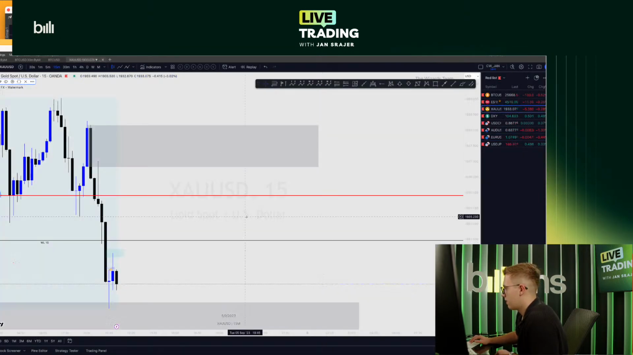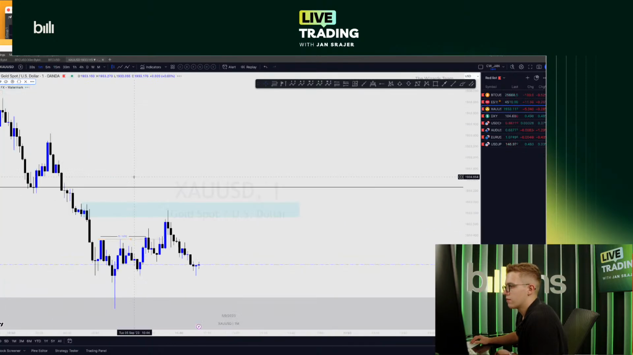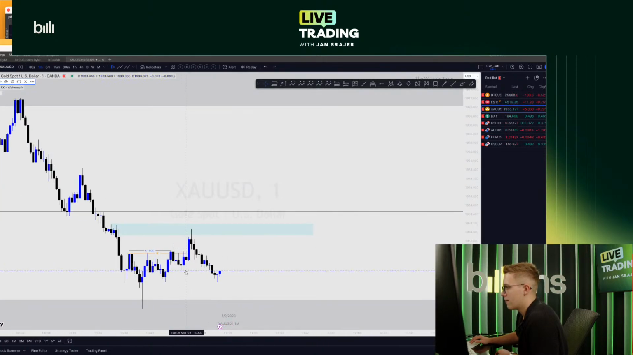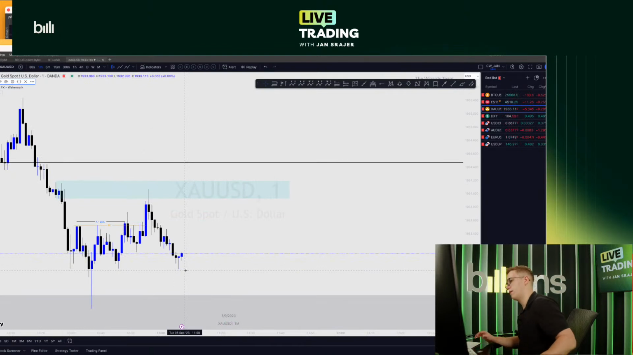All right, gold is getting a bounce again. It's bouncing from 1 minute demand, and we will really just gotta wait how it reacts from here.